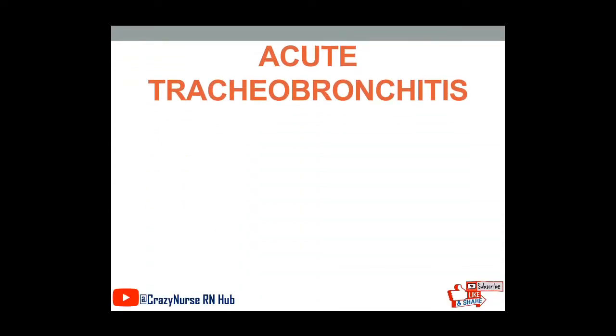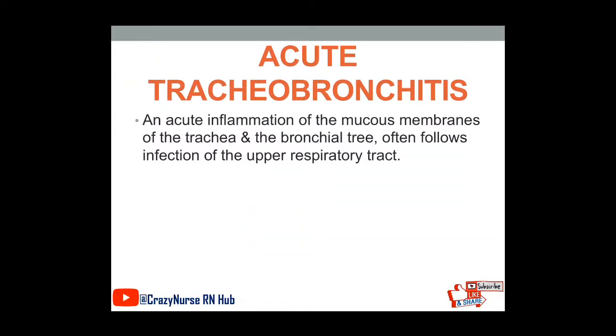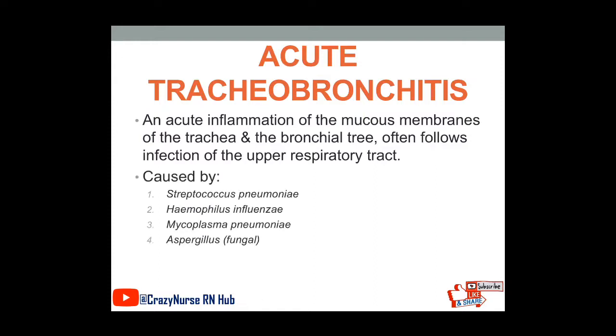For acute tracheobronchitis, an acute inflammation of the mucous membranes of the trachea and the bronchial tree often follows infection of the upper respiratory tract, caused by Streptococcus pneumoniae, Haemophilus influenzae, Mycoplasma pneumoniae, and Aspergillus. This is a fungal infection.